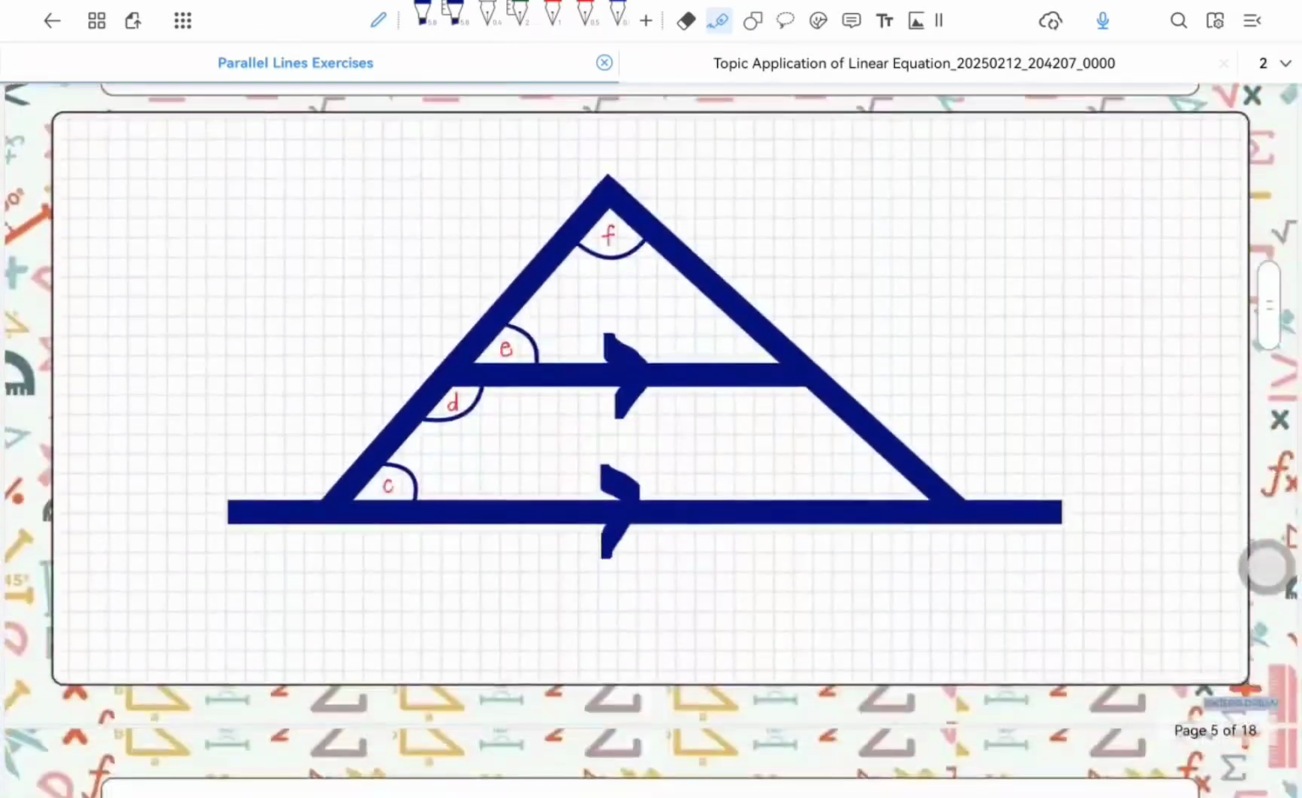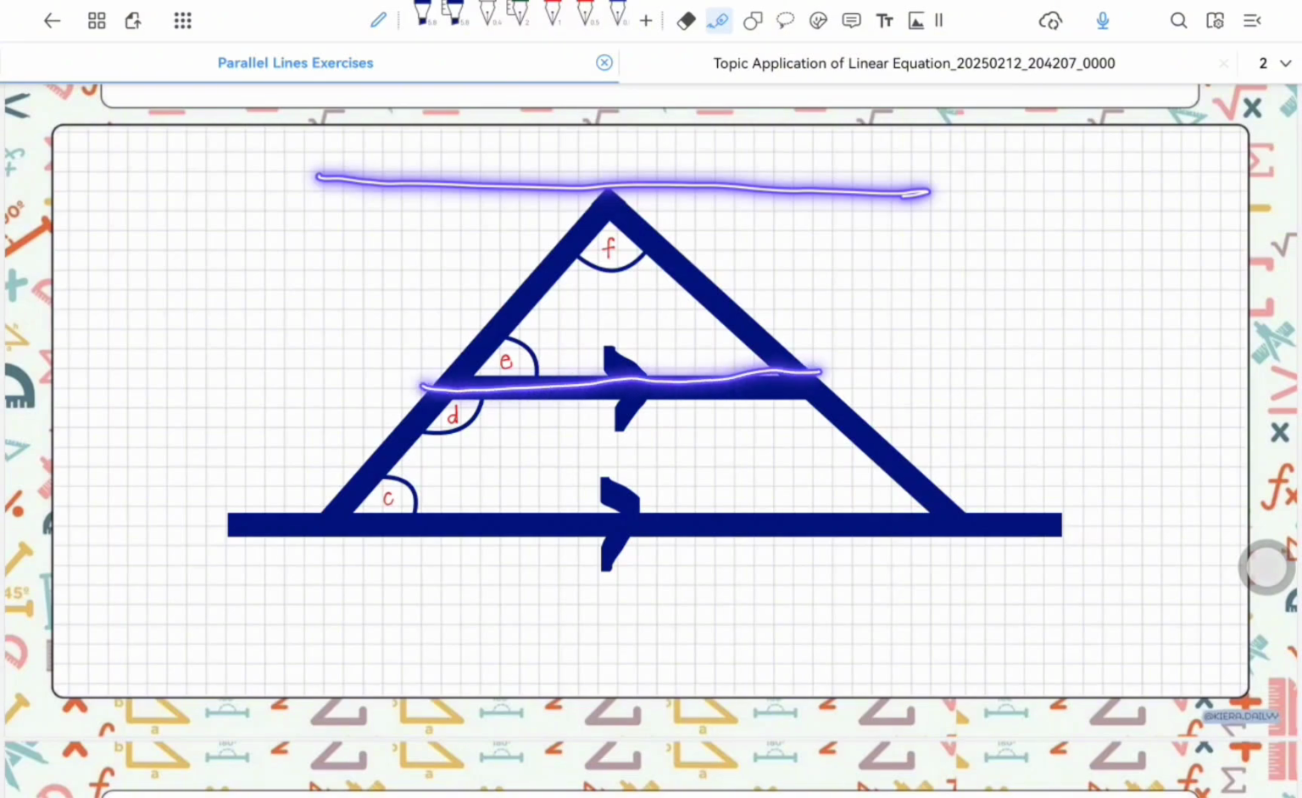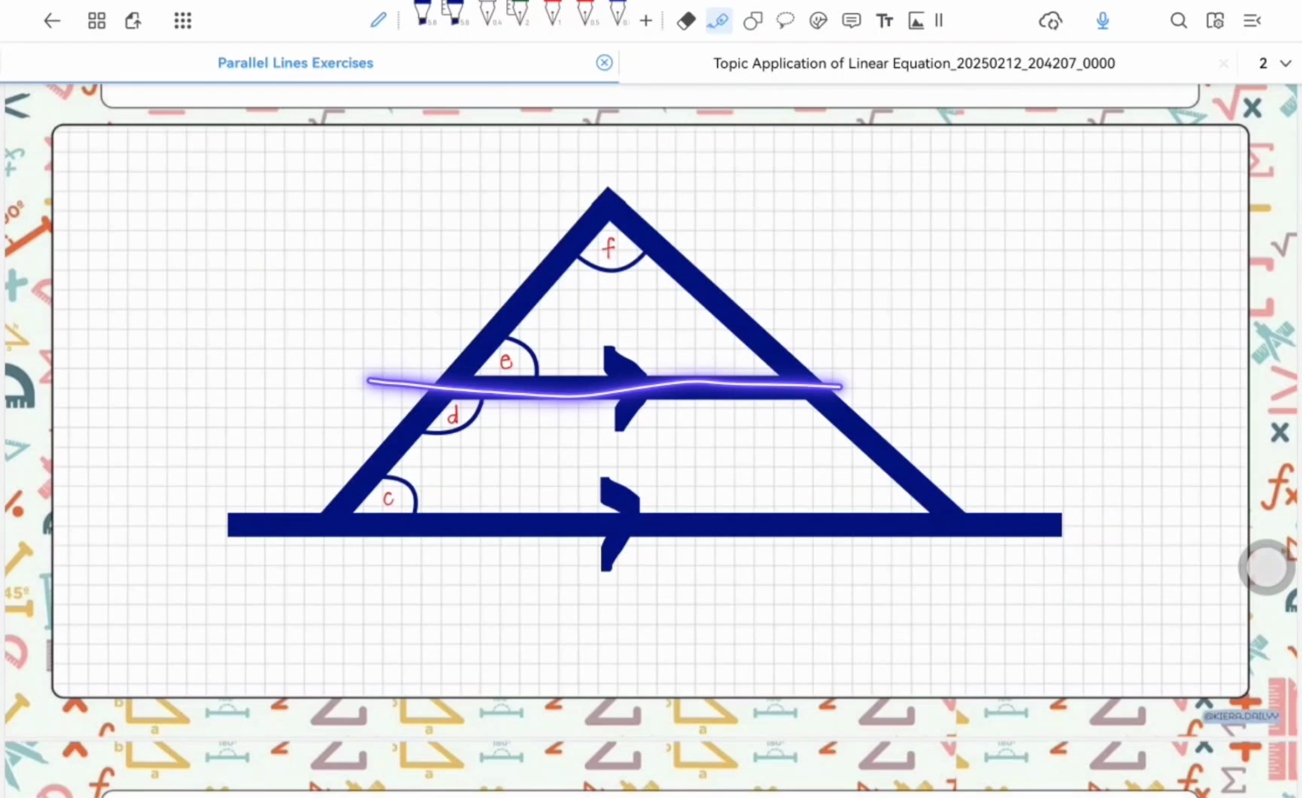Continue. What are the pair of angles in here? Is angle E and angle F correct? Not correct. Why not correct? Because there are no two parallel lines in this part. The only two parallel lines that we have are this parallel line and also this parallel line. So the pair that we have in this figure is only angle C and angle D.